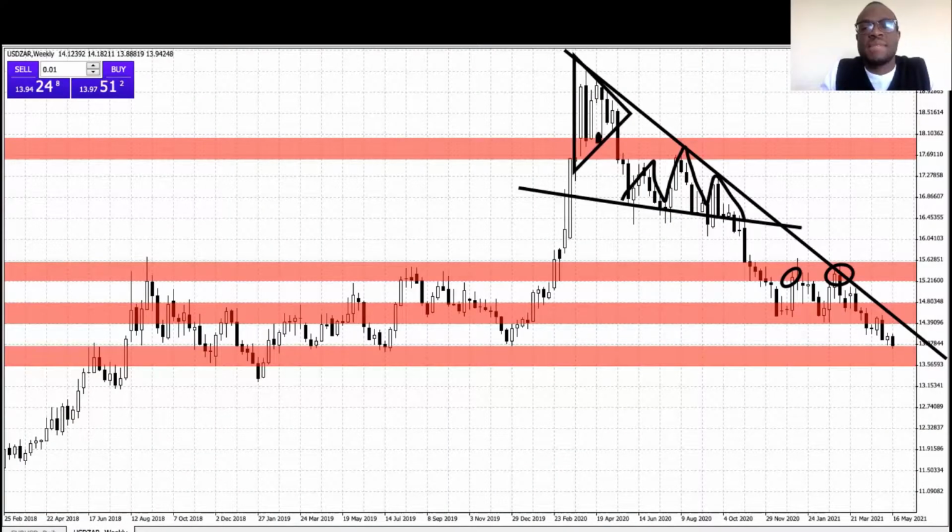We're going to do a pre-market analysis for the USD pair, looking at our weekly and daily time frames. If you want to watch the monthly analysis, just click on the link above where we've done the monthly analysis. So without wasting much of your time, let's get straight into our analysis. We'll start with the weekly time frame.